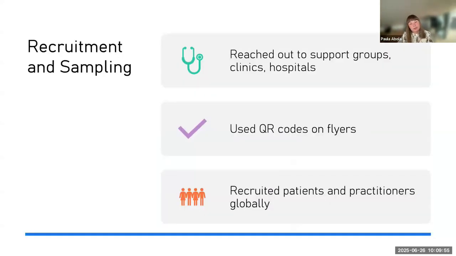And when it comes to recruitment and sampling, I reached out to Parkinson's disease support groups, hospitals, and wellness programs, mainly using email and also printed flyers that had QR codes on them. So if somebody was using a phone or an iPad to take the survey, they could just scan the code and get to the link immediately.